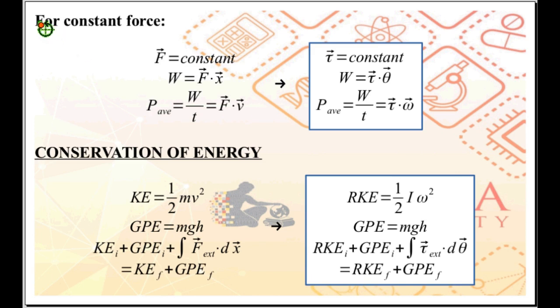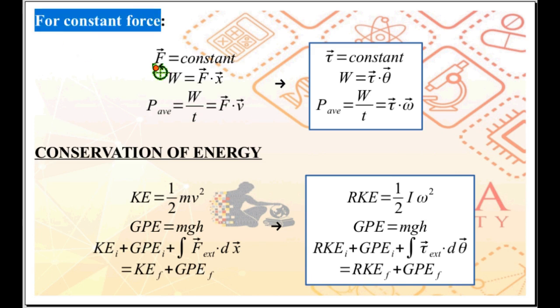And for constant force, F is equal to constant. The work done is just F dotted with X. And average power is equal to total work done over total time, so W over T. Average power is also equal to F dotted with V.